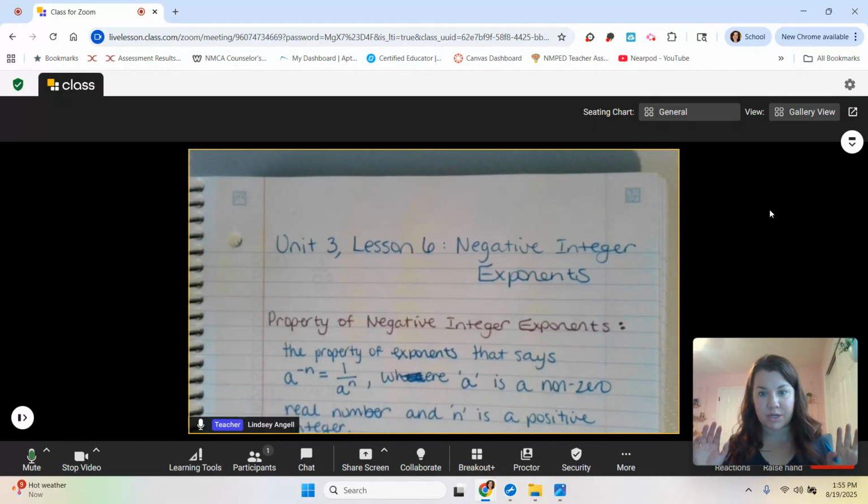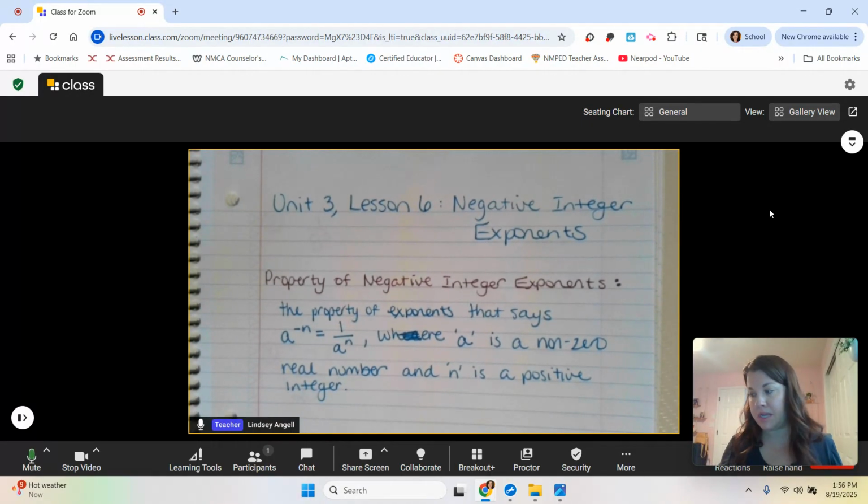Okay, so we're just practicing what we do when we have a negative exponent. Okay, so there's a new property that we need to learn.